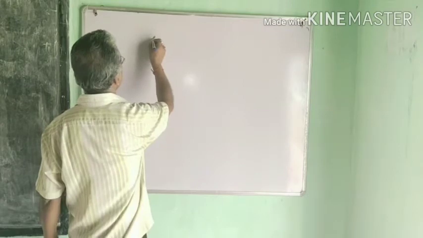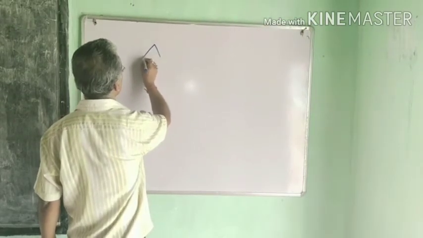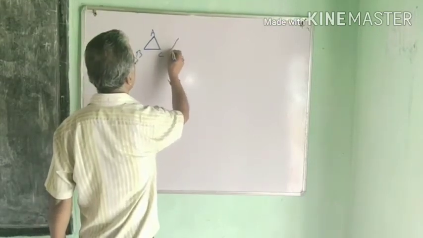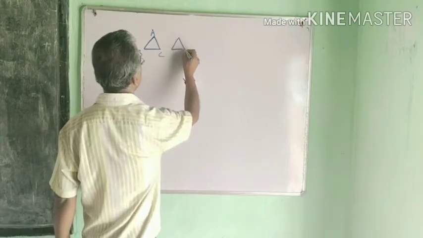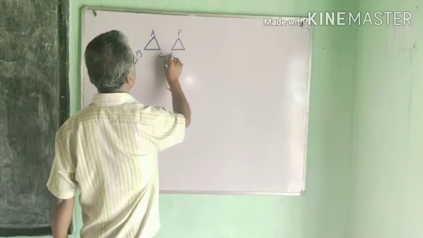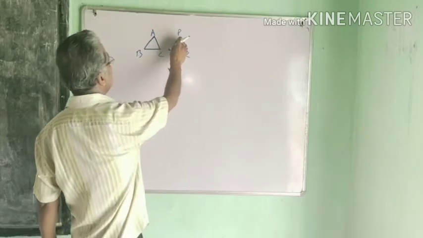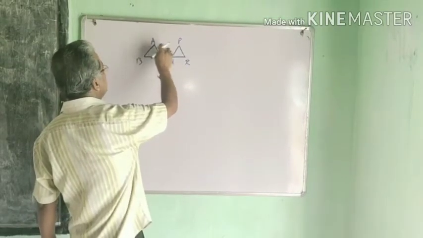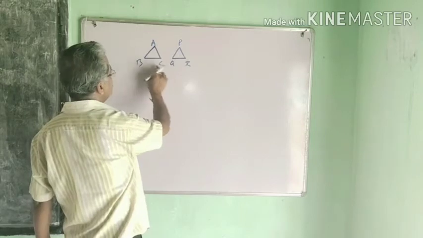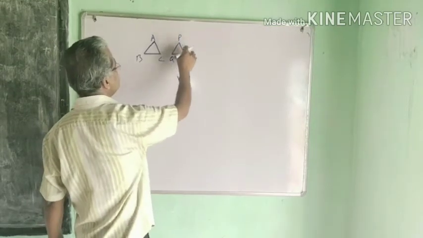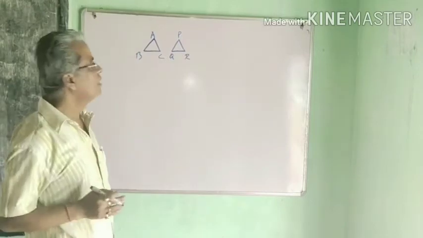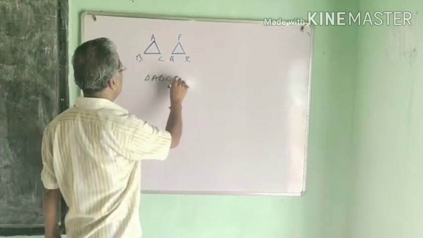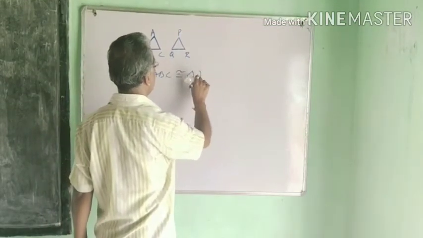Now, suppose there is a triangle ABC and there is another triangle PQR. Now, if we put it over here and AB coincides with PQ, BC coincides with QR and AC coincides with PR, then ultimately both will be equal. Triangle ABC will be congruent to triangle PQR.